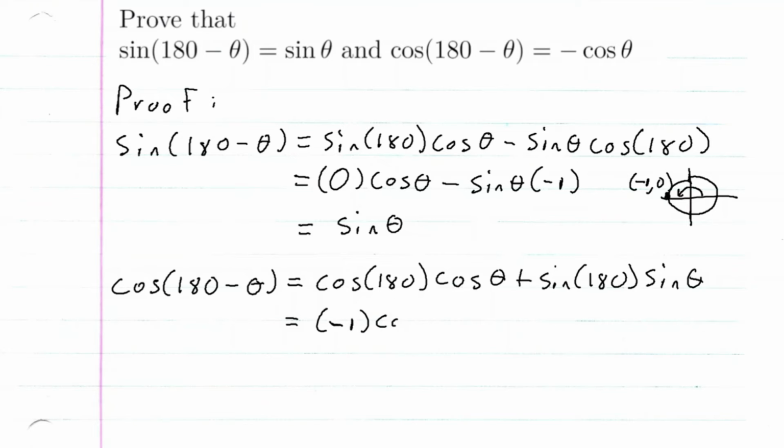And then cosine theta plus sine of 180 is 0, and then sine theta. And then negative 1 times cosine theta is negative cosine theta, and 0 times sine theta is, of course, 0. So I get cosine of 180 minus theta is equal to negative cosine theta. So I proved that sine of 180 minus theta equals sine theta, and cosine of 180 minus theta equals negative cosine theta. And those are the proofs.